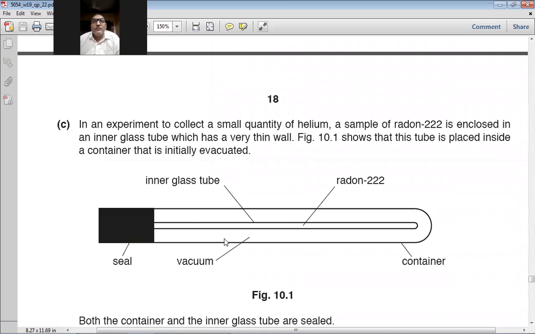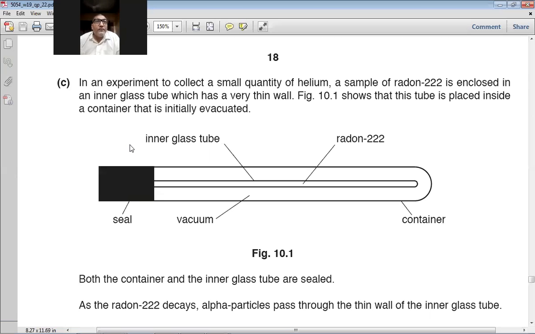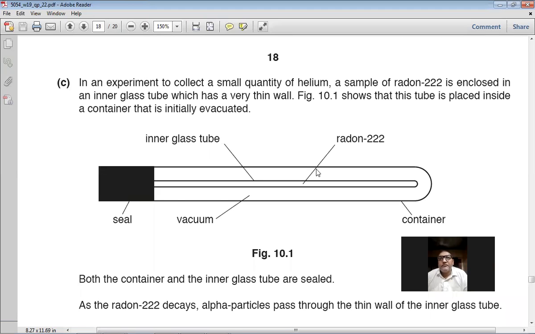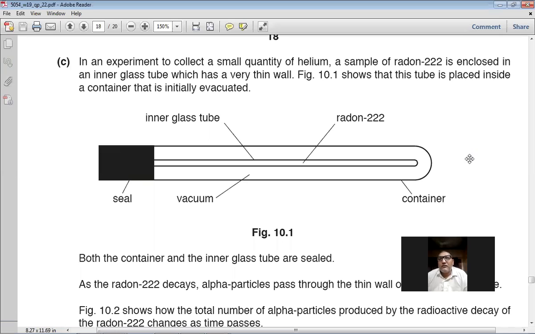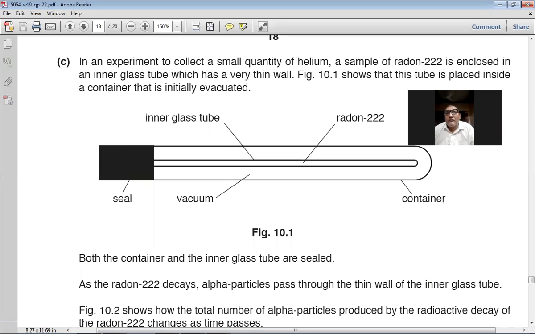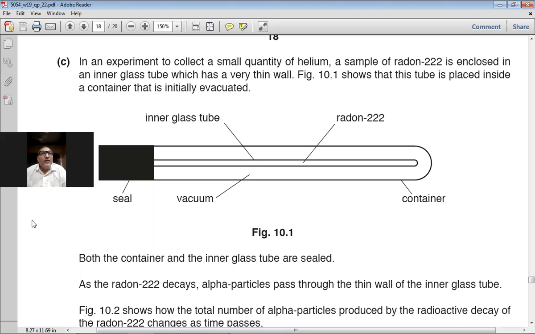Now, here we go. In an experiment to collect a small quantity of helium, a sample of radon 222 is enclosed in an inner glass tube, which has a very thin wall. Figure 10.1 shows that this tube is placed inside a container that is initially evacuated.